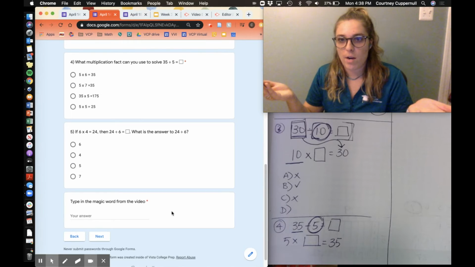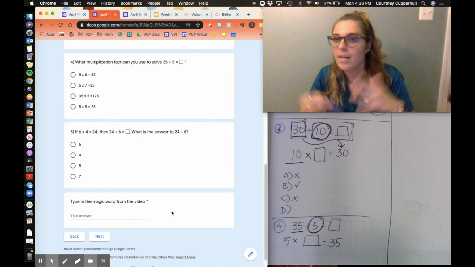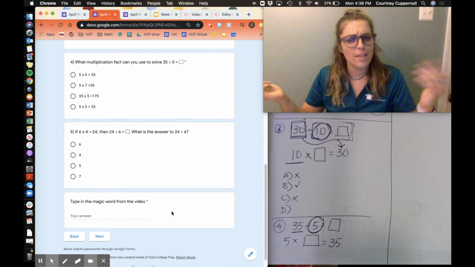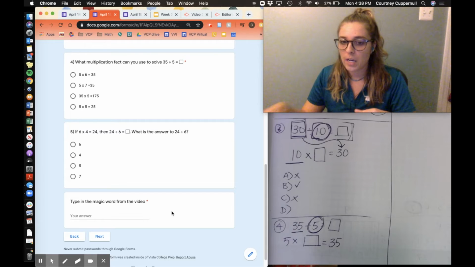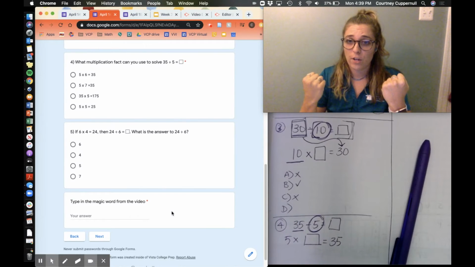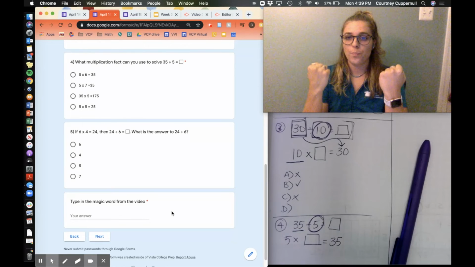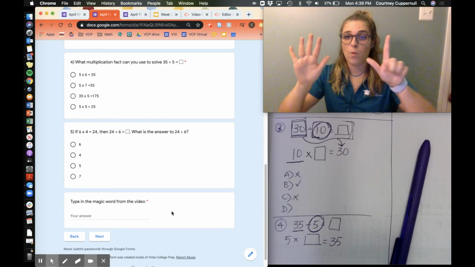My recommendation is count by the factor you do know until you get to 35. In this case, we can count by 5s pretty quick and fast because we're all counting by 5 superstars. So let's count on our fingers by 5s until we get to 35 and then see how many fingers we're holding up. Ready? Go. 5, 10, 15, 20, 25, 30, 35. I'm holding 7 fingers up.